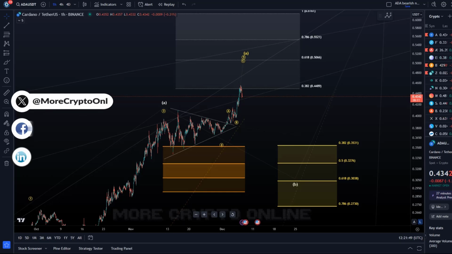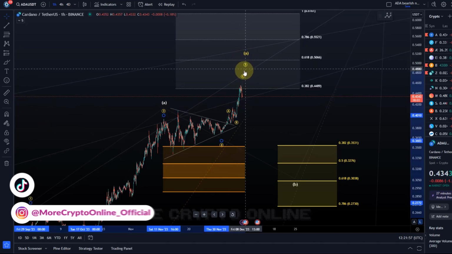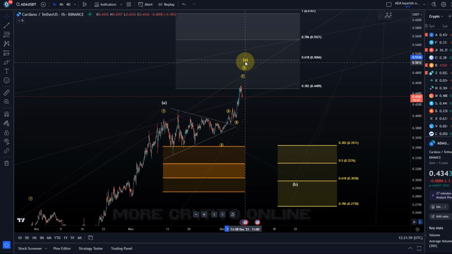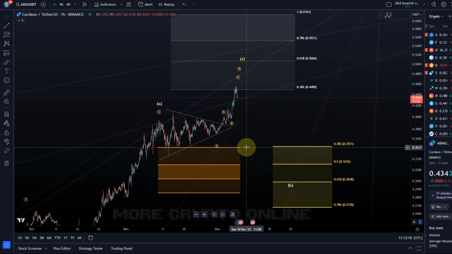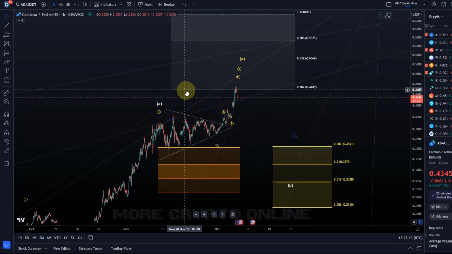So in yesterday's video, we talked about the first target of this move to the upside in wave C of 5 of A, which is our primary scenario. Since then, what happened? Well, the target was reached, 44.9 cents. Pretty much exactly that, the price reacted here to the 38.2 extension level. Can it still go higher? Absolutely. We're going to take a look at what that might mean.